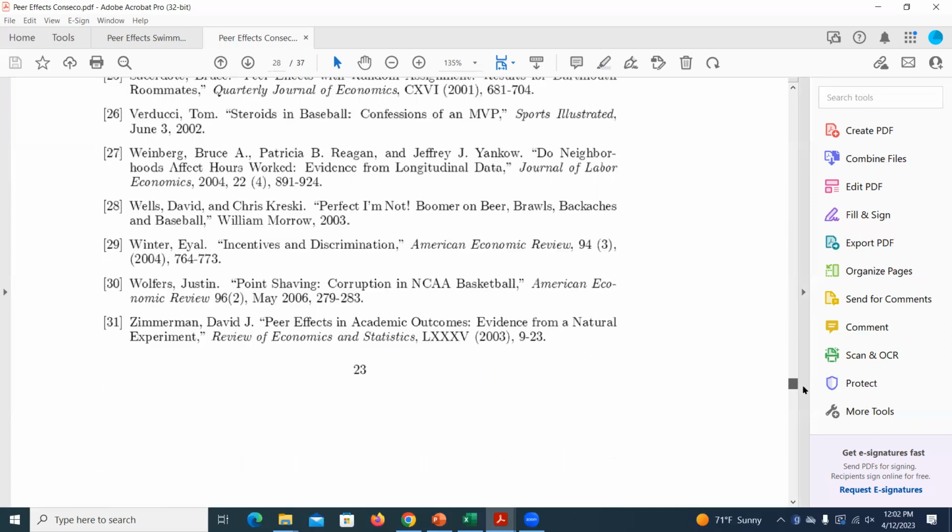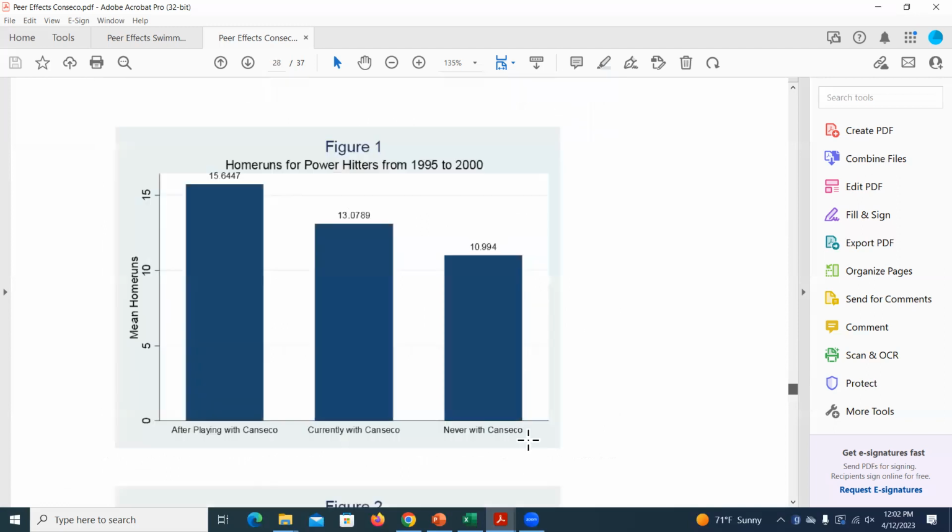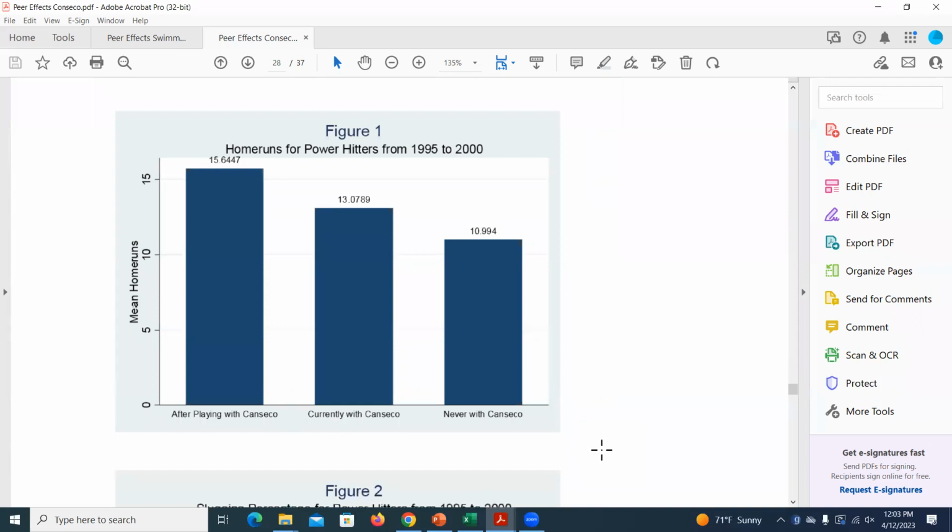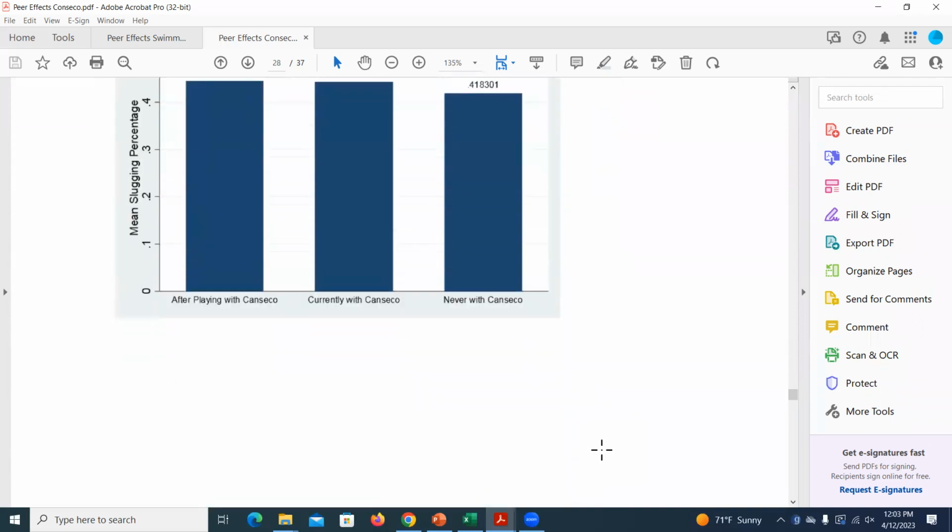There we go. So they start out just looking at averages, right? So if I looked at the average home runs for someone after playing with Canseco, currently or never, I've noticed this trend that they're increasing, right? Maybe suggesting that people who play with him are more likely to use these substances as well. Now, it's not great evidence, so we keep going down.